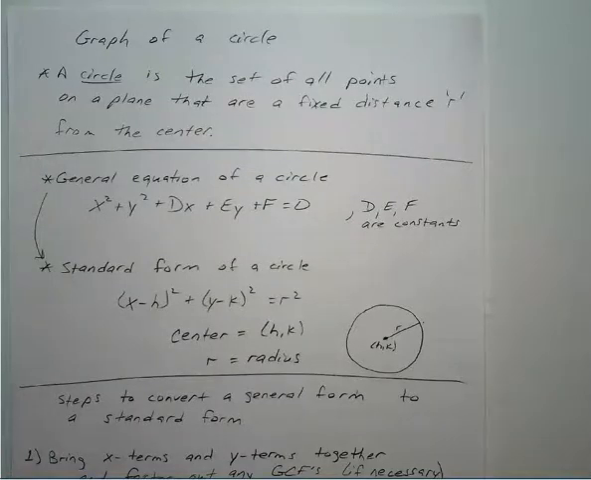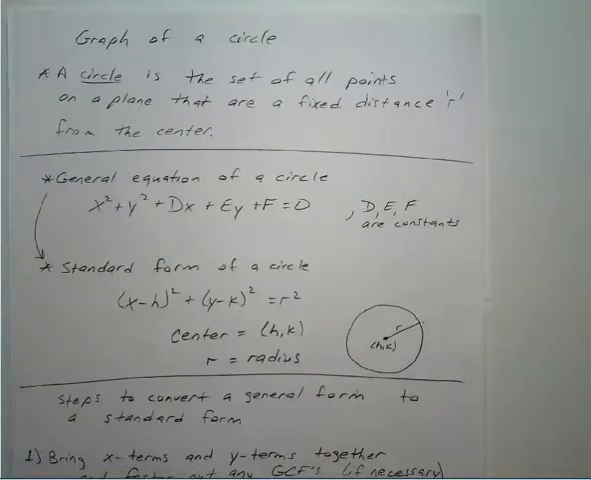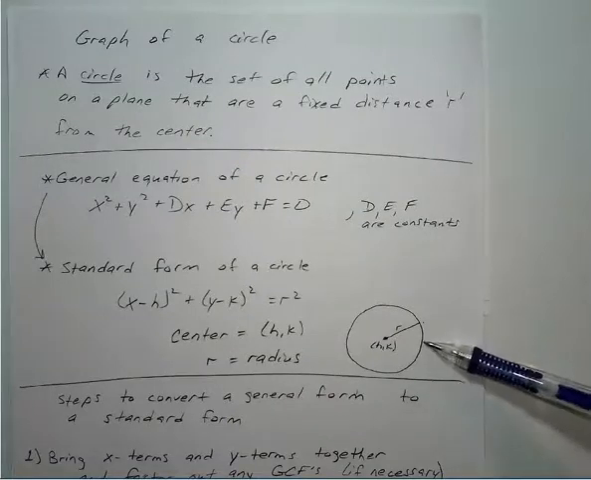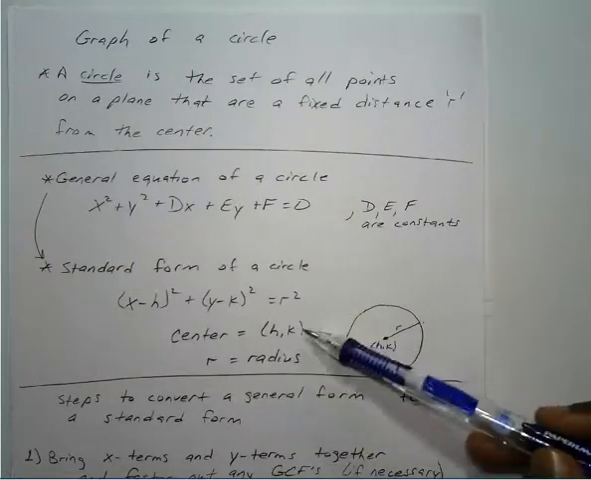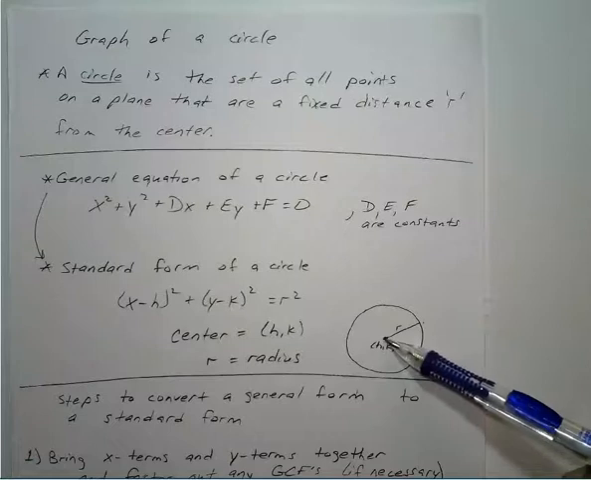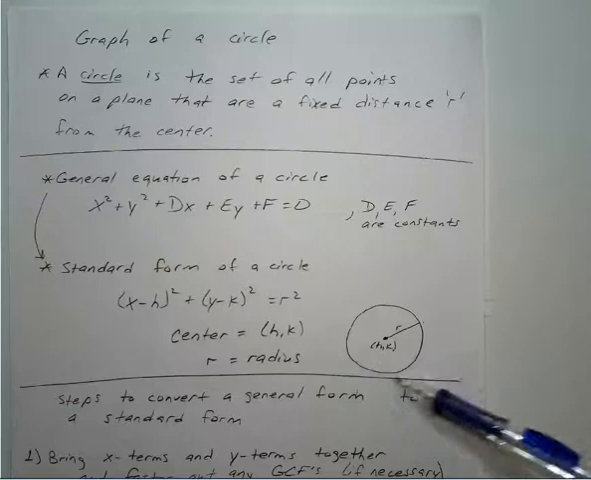Okay, so the first thing we're going to do is look at the actual definition of a circle. A circle is a set of all points on a plane that are a fixed distance, and that distance we have as r, from the center. This little drawing here is kind of a mini idea of a circle. If you have that center, which is (h, k), the radius is a certain distance, and if you spin that radius around, every point on that circle will be the same distance from the center.